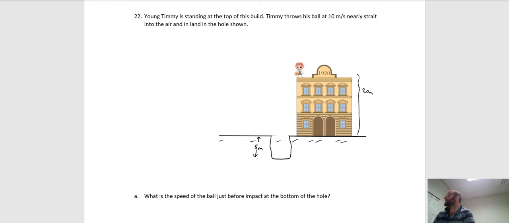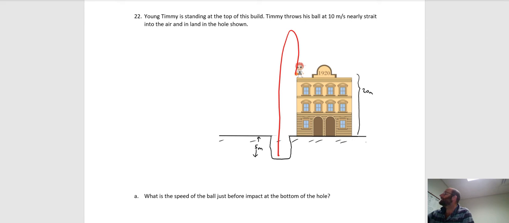I'm making this video to help you out with numbers 22 and 23 in your Unit 2 homework. So let's see, what do we got here? Young Timmy, boy, we've never seen him before, huh? Standing on top of this building, throws his ball nearly straight into the air, and it lands in the hole shown. So basically, the idea is the ball did this.